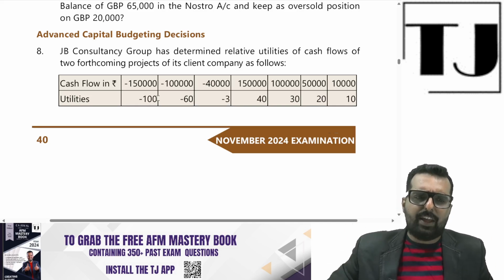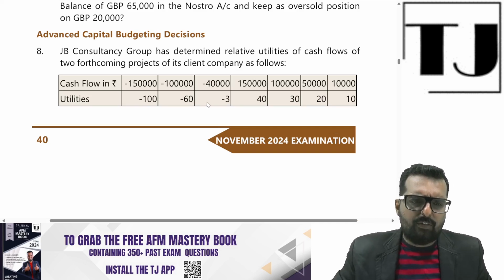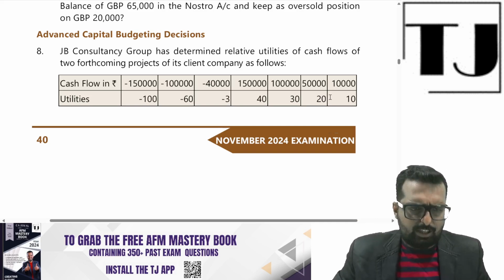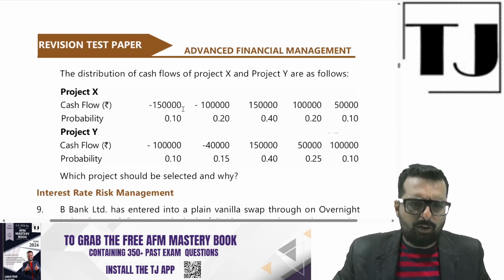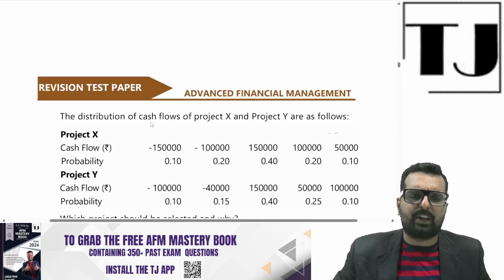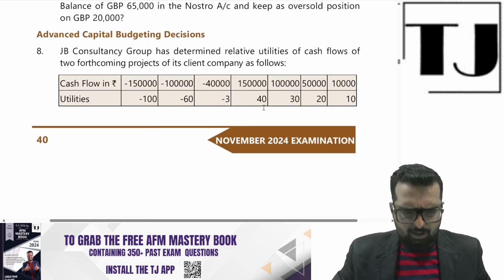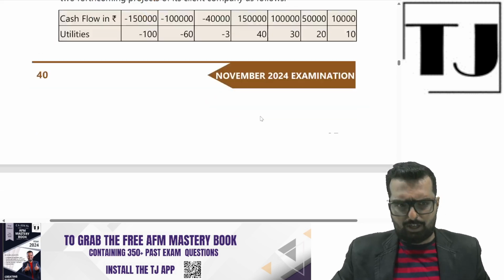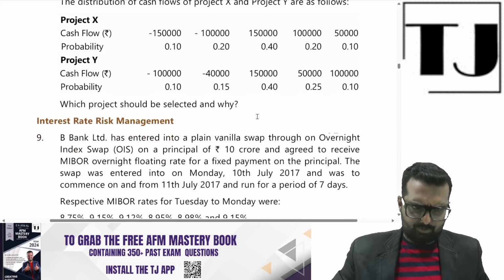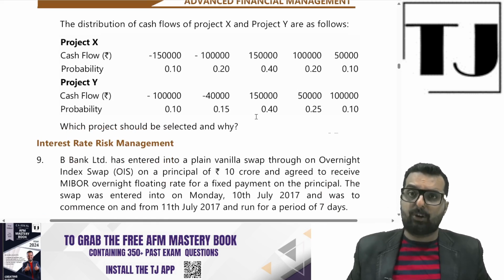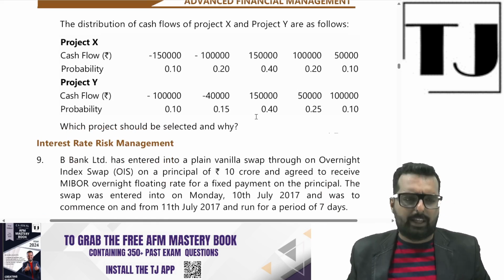So here they have given you the cash flows. They have also given you the utilities. All right. When you come down, they have given you two sets of cash flows over here. This is the overall cash flow given with the overall value of utility. Down when you come, you have two projects, project X and project Y.